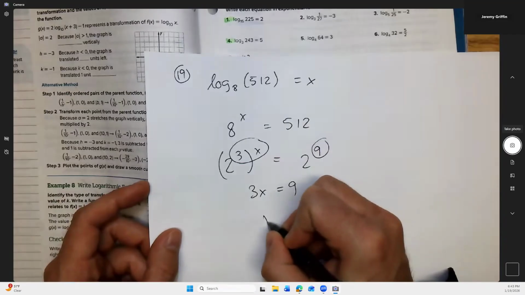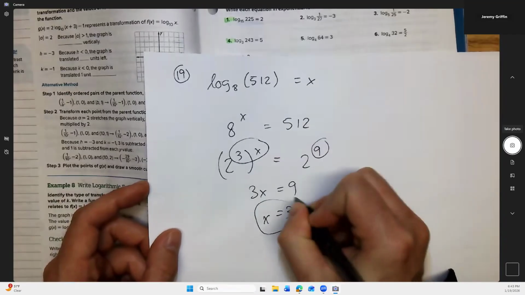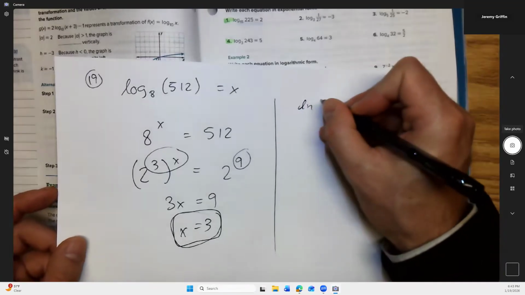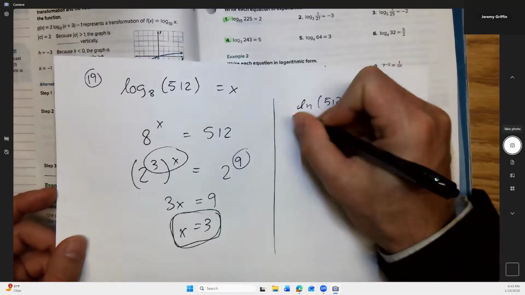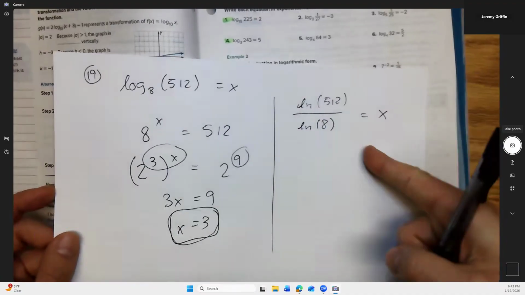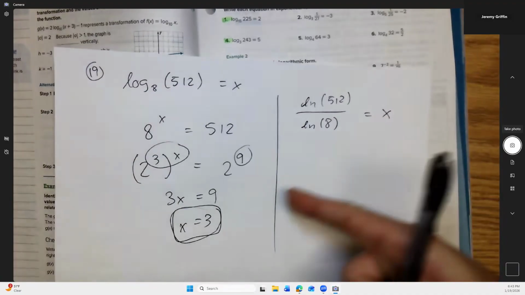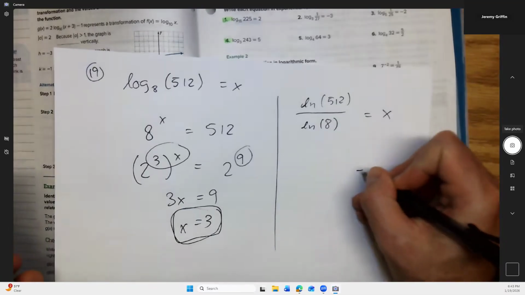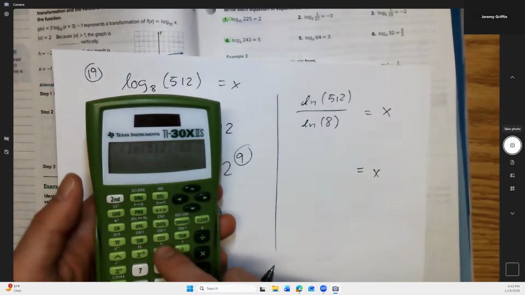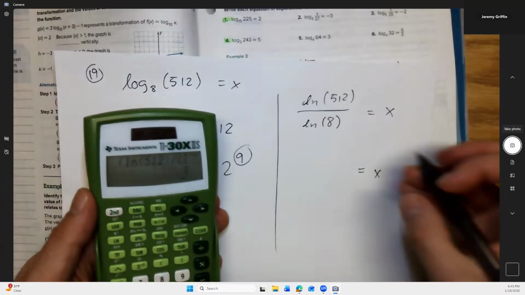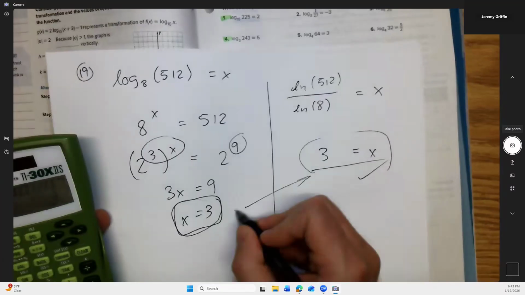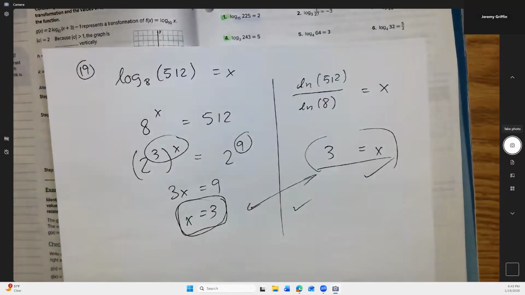Divide both sides by 3. X is 3. Okay. Alternatively, natural log of 512 divided by natural log of 8. That's another way to say x. Let's see, the calculator also gives me 3. It should. X equals 3. Natural log of 512 divided by natural log of 8. Oh yeah. Check, check. It's the same thing. Checks all over.